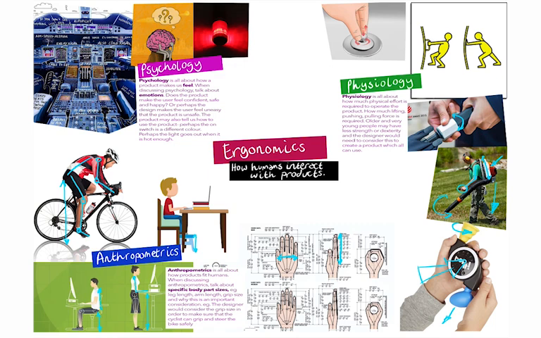Psychology is all about how a product makes us feel. So again, we see a red light, that might say danger to us. Or a switch being a different color might actually tell us this is how the product is operated. Finally, we had physiology, and physiology is all about the physical effort required to operate the product.